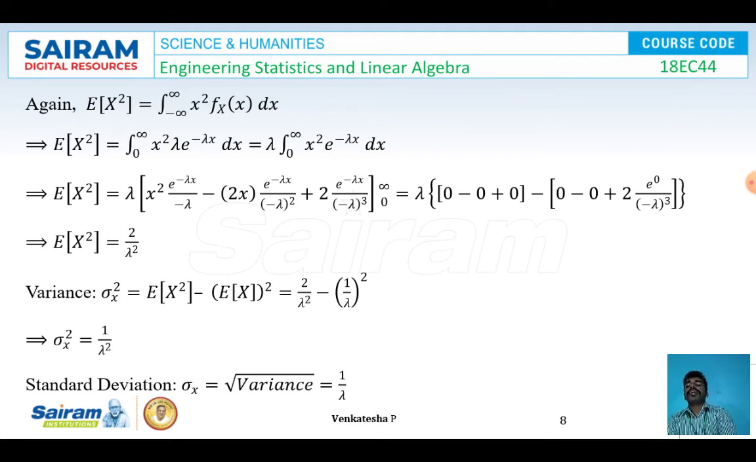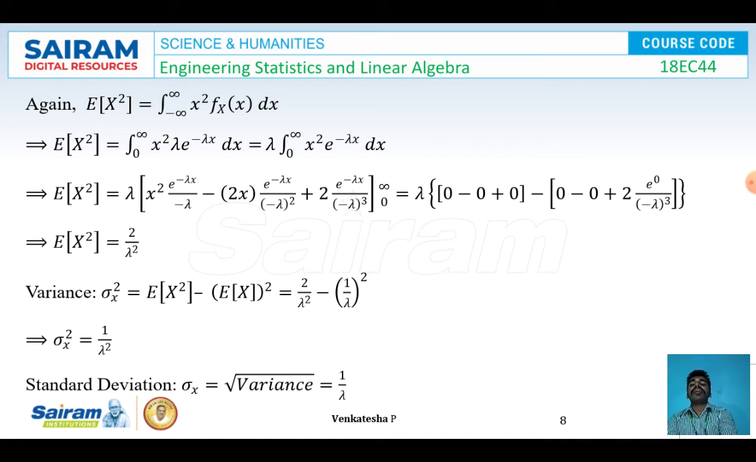So now expectation of x square will become lambda into, I'm keeping the u term as it is, integrating the v function, I got e power minus lambda x by minus lambda, minus differentiating the u function, I got 2x, and again integrating the v function, I got e power minus lambda x by minus lambda whole square, plus differentiating the u function again, I got plus 2. And integrating the v function again, I got e power minus lambda x by minus lambda whole cube, between the limit 0 to infinity.